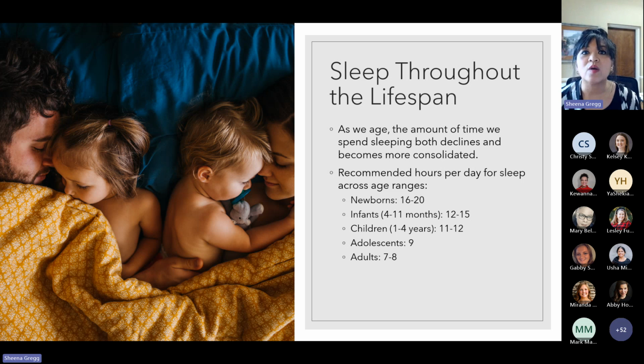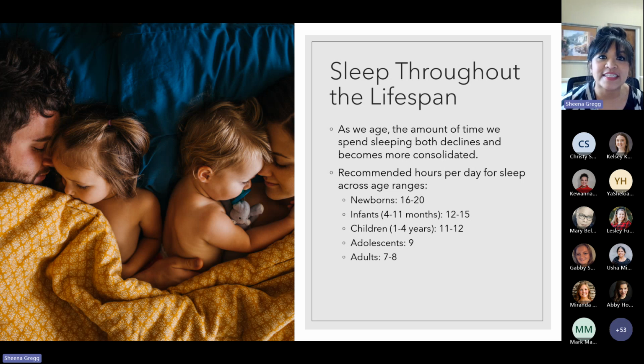Depending on where we are in our life, that determines how much sleep we need. As we age, the amount of time that we spend sleeping is going to both decline and also become more consolidated. As you can see here, depending on where we are in the lifespan, for newborns, that's going to be anywhere between 16 to 20 hours.